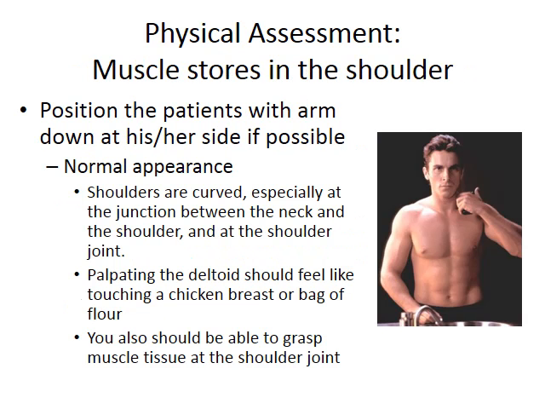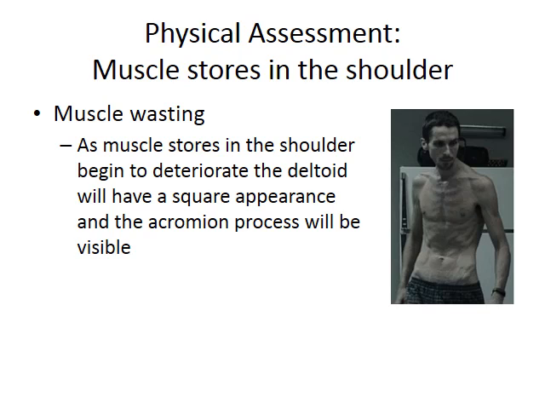Next, evaluate muscle stores in the shoulder. Position the patient with arms at their side. The shoulder should have a curved appearance. Palpating the deltoid should feel like touching a chicken breast or a bag of flour. You should be able to grasp muscle tissue at the shoulder joint. As muscle stores in the shoulder begin to deteriorate, the deltoid will have a squared off appearance and the bones of the shoulder will be visible.